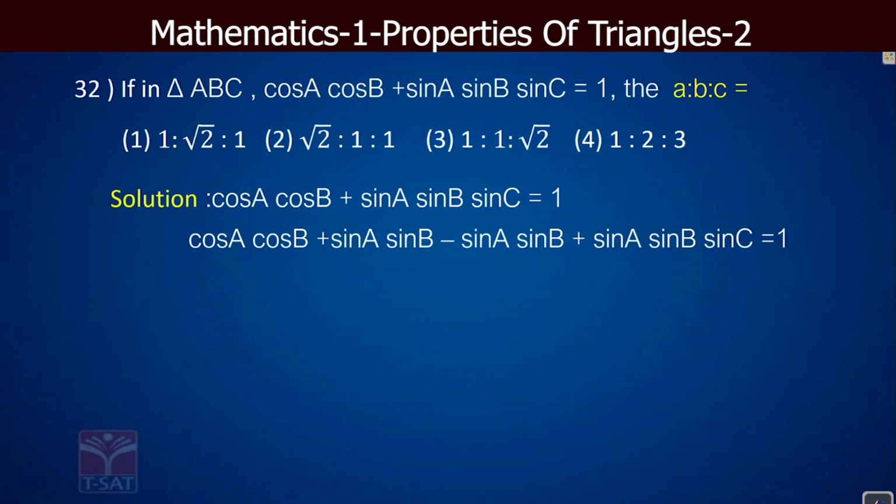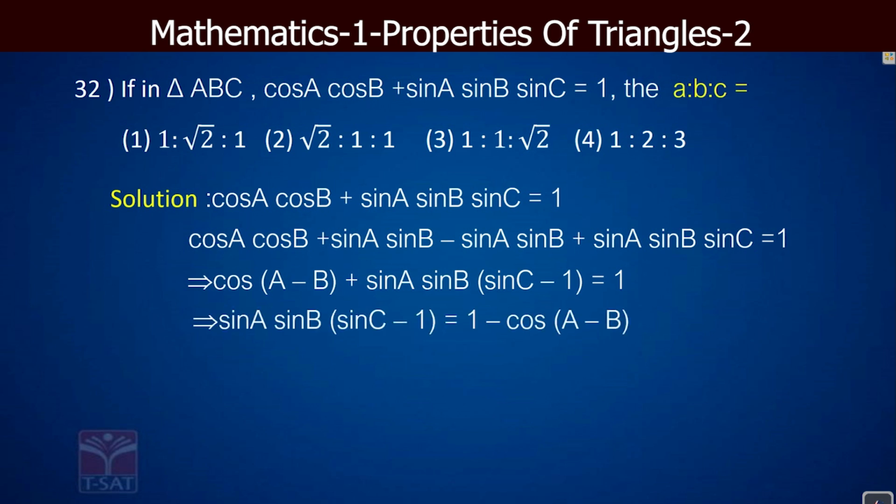And you know that cos A cos B plus sin A sin B is cos(A minus B). And if you take sin A sin B common from the remaining two terms, you get plus sin A sin B into (sin C minus 1), which is equal to 1. So sin A sin B (sin C minus 1) is equal to 1 minus cos(A minus B).